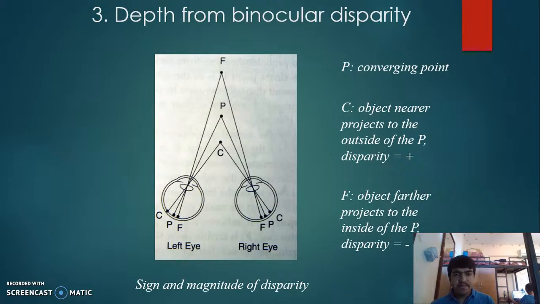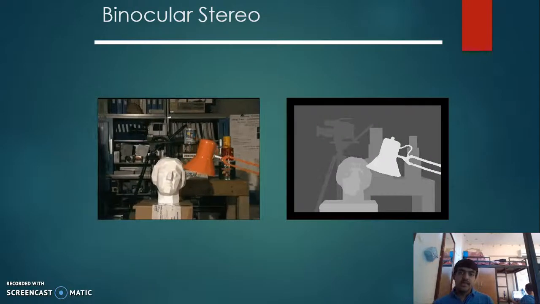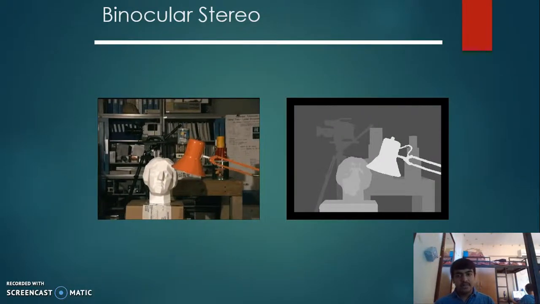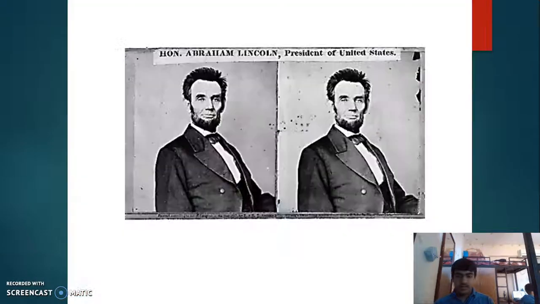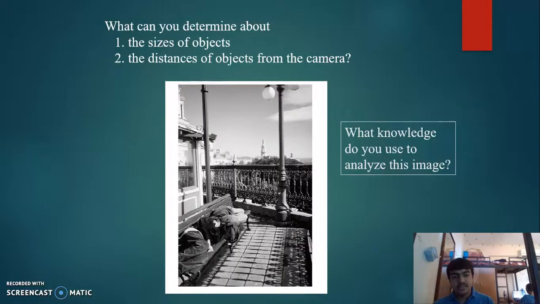That is from binocular disparity. Now binocular stereo, where we use two cameras to determine the depth and we plot it. This is for it. Abraham Lincoln. We can use these two images to have a 3D image of this person, or most honorably Abraham Lincoln.